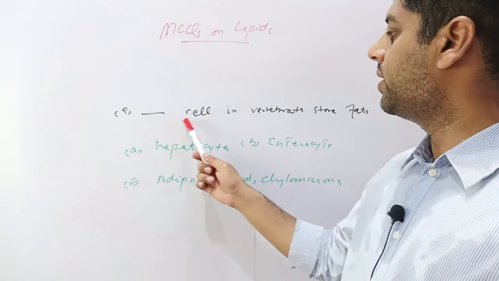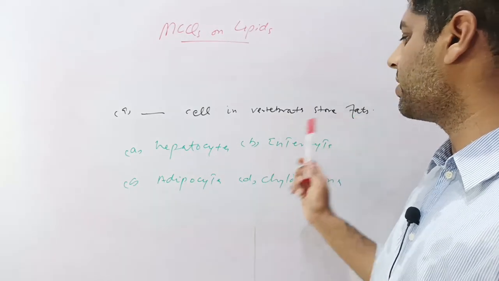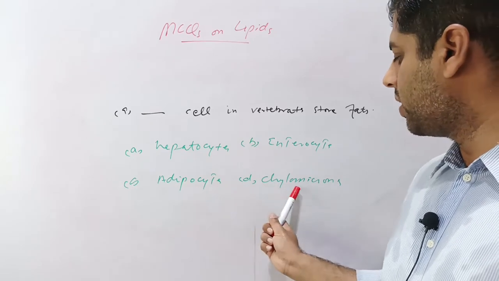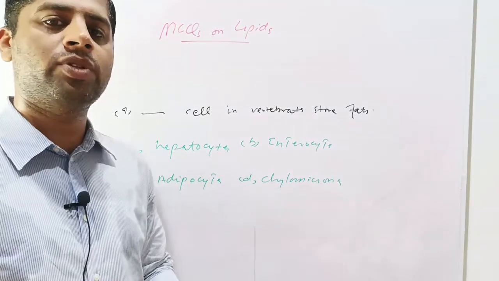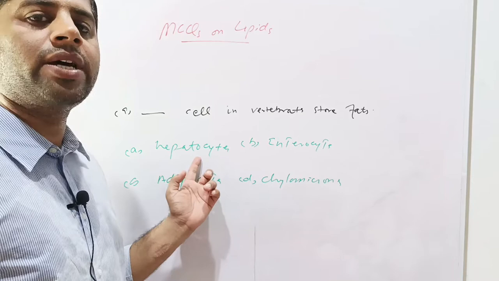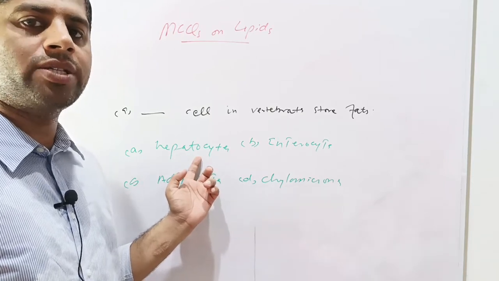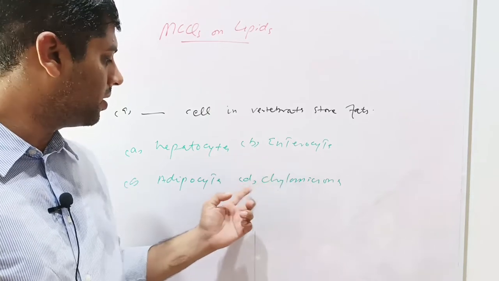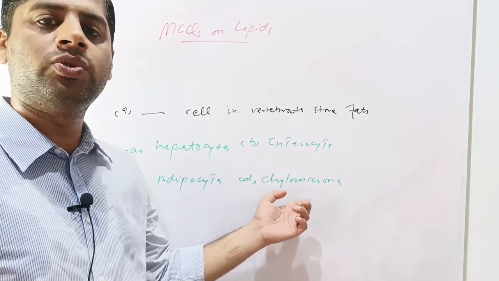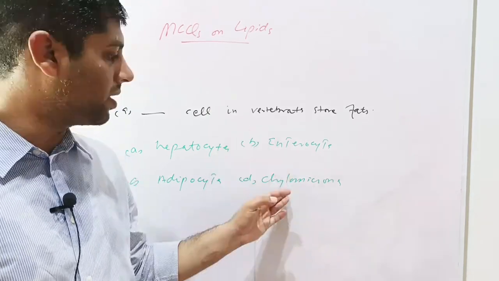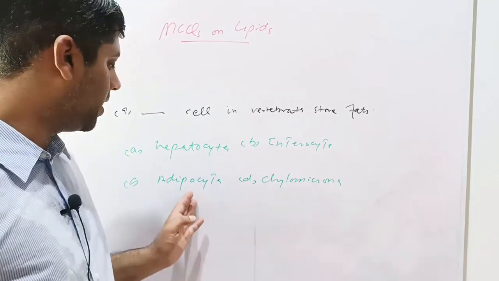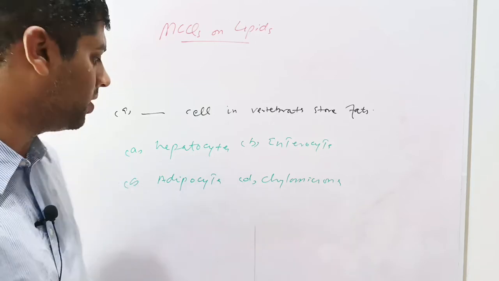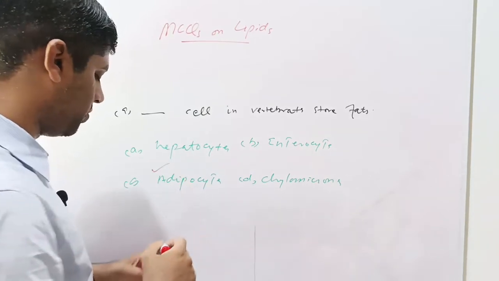Next question is dash cell in invertebrates store fats. Given options are hepatocytes, enterocytes, adipocytes and chylomicron. We have learned in this lecture about the cells that the hepatocytes are the liver cells that synthesize the high density lipoproteins as well as low density lipoproteins. The enterocytes synthesize the chylomicrons. The chylomicrons are large molecules of triglycerides. These are molecules, not cells. Adipocytes are the fat storage cells in both animals and human beings. These store fats in the body. So this is the correct option, the adipocytes.